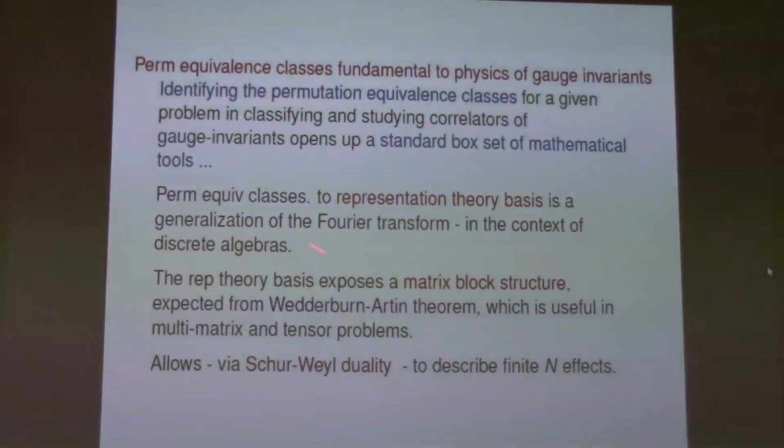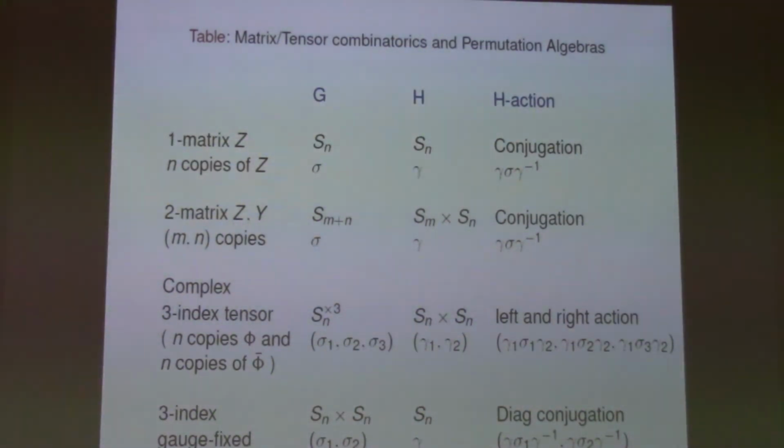So this use of representation that I described before is a kind of Fourier transform, and it gives you a nice basis for these equivalence classes. And it also connects to a matrix structure, and there's Schur-Weil duality, which helps you control the finite N effects. So once you identify this fundamental thing, what are the right permutation equivalence classes for a given problem, then all this kind of follows. So I want to illustrate how that happens.